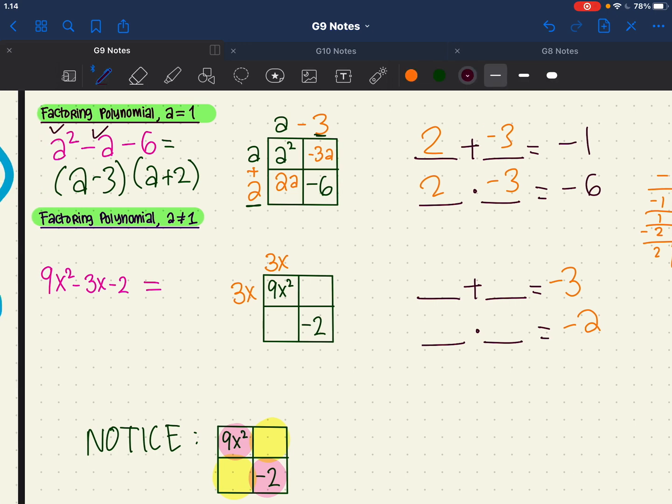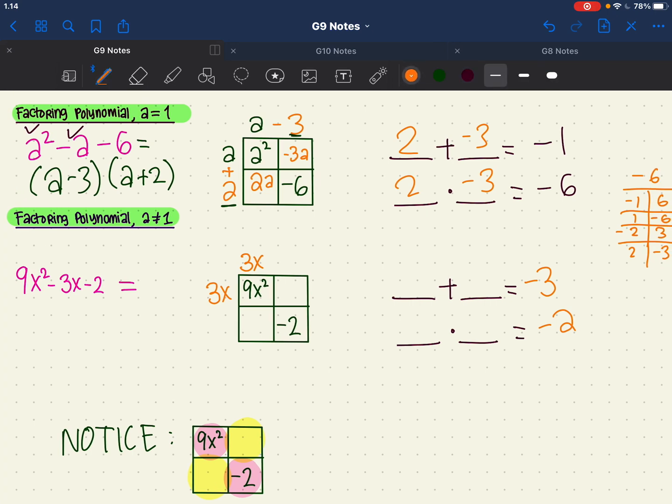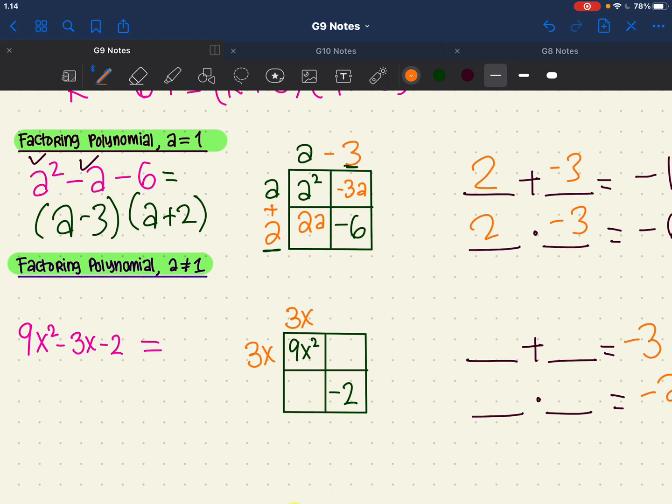Alright, so this is kind of different, right? So I want you guys to go back to factoring polynomial when the first coefficient is equal to 1. What do you guys notice? Look at the box. You can pause the video here and see if you notice anything. Okay, here's a hint. I'm going to highlight these.